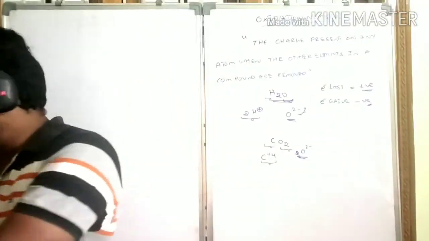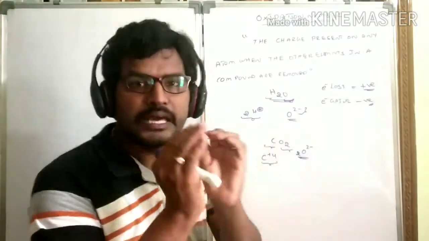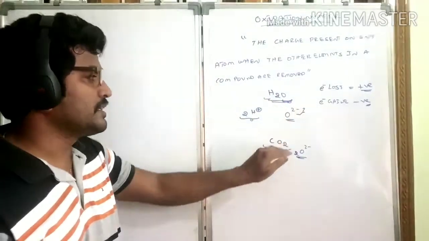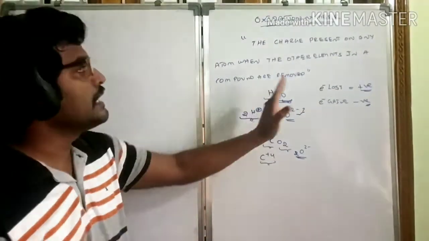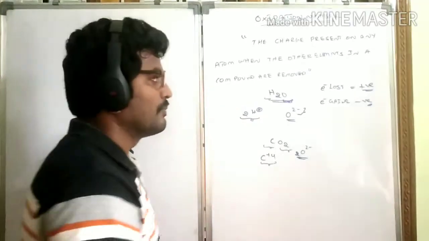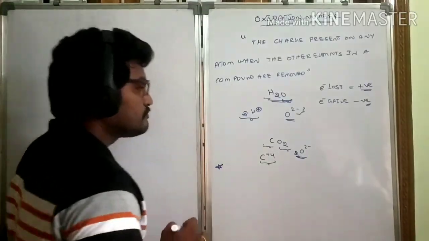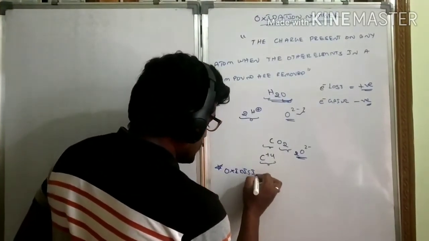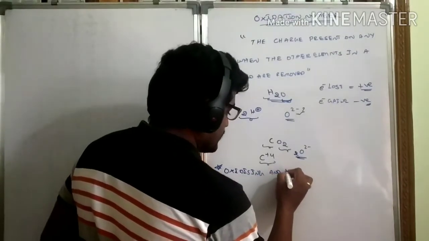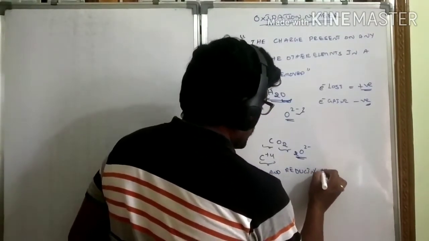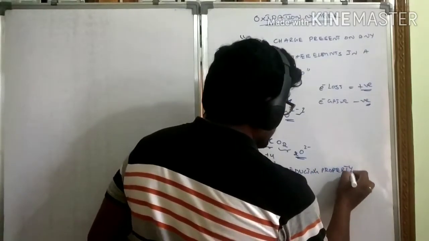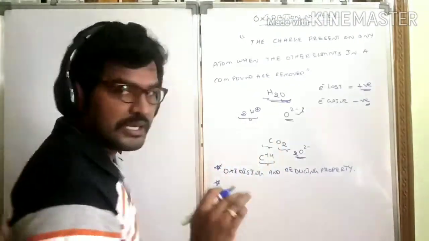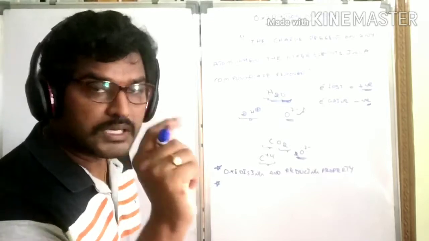Like this, oxidation number gives an idea about whether the element lost electrons or gained electrons during the formation of the particular compound. So what is the significance of this oxidation number? Let's get into the details. Oxidation number helps to identify the oxidizing and reducing property of a particular central atom or particular compound.